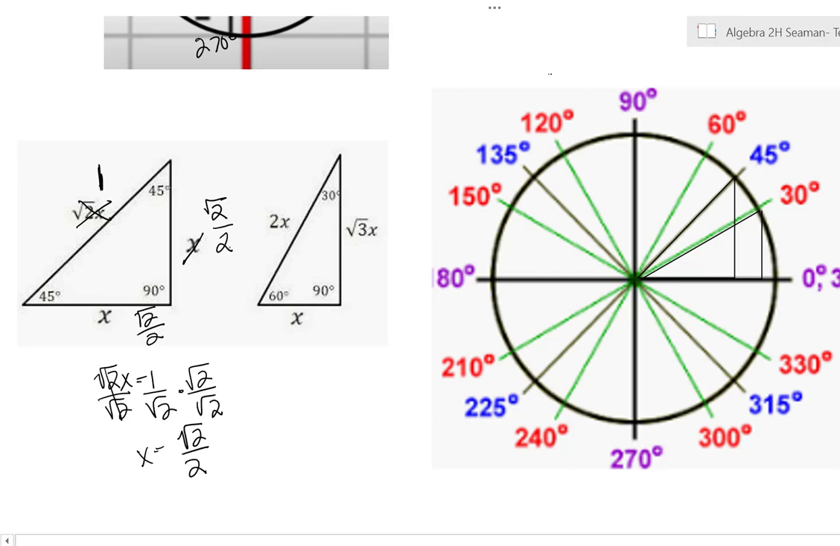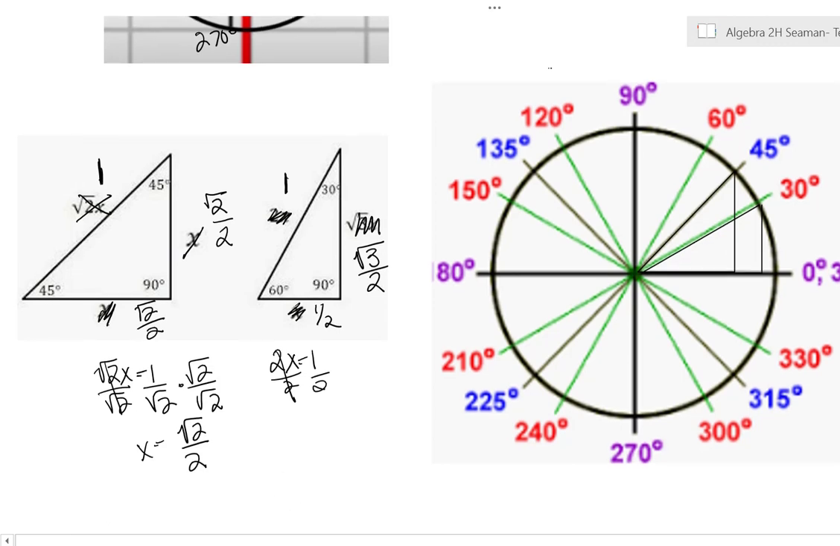Same thing going on here. I know that if my hypotenuse is 1, that means that my short side length is actually going to be 1/2. And my long side length is going to be the square root of 3 times that. So it's going to be square root of 3 times 1/2, which is the square root of 3 over 2. So I start making some connections here between all of this.